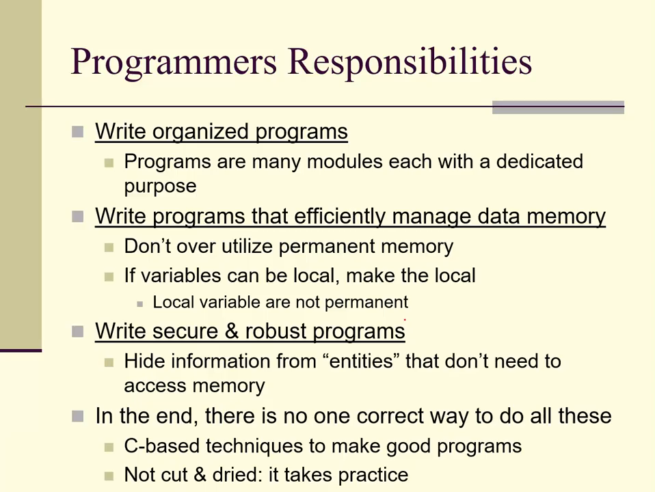We make it a local variable, and that's going to save space. And we're going to write secure and robust programs, and typically we're going to do that by hiding information wherever we can. So in the end, there's no correct way to do all this stuff. You give two really great programmers the same problem, they're going to come up with different solutions. So if you understand the C-based techniques in this, you're going to be a good programmer. It's not cut and dried.